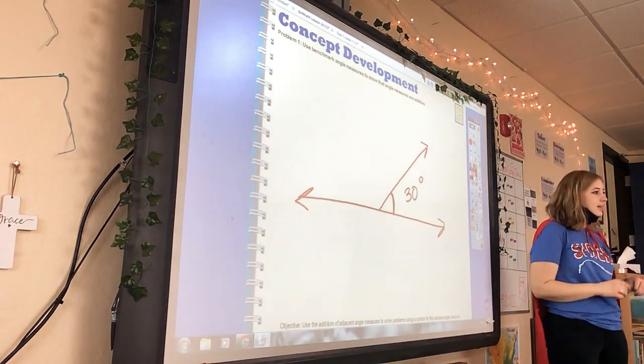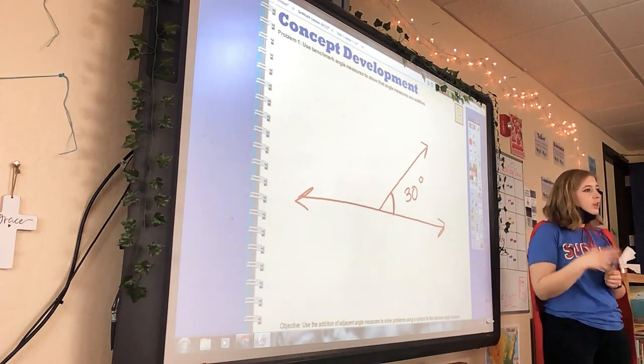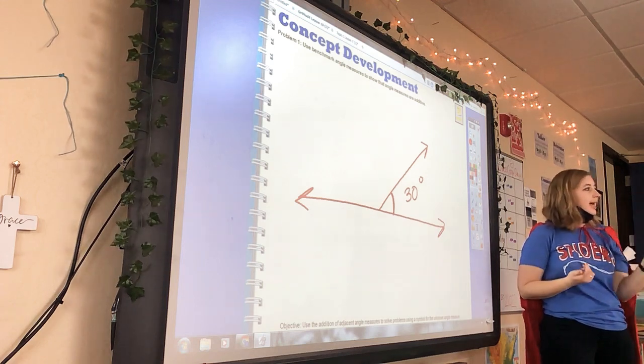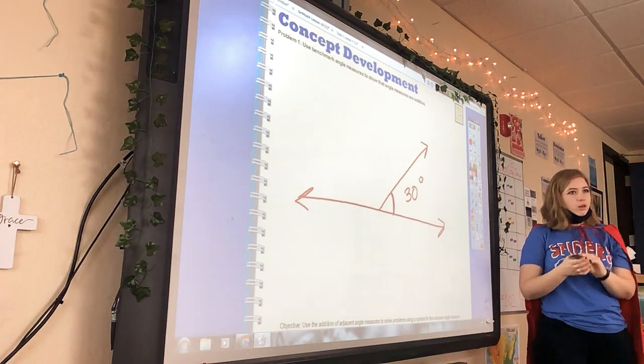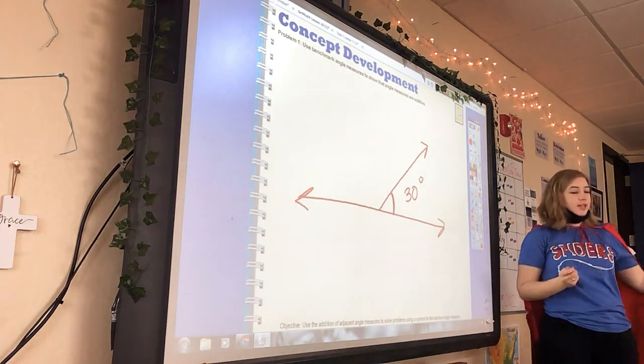So, adjacent. Adjacent means directly next to. So, like right now, Avery is adjacent to Charlie, right? Haley is adjacent to Austin. Dylan is adjacent to Logan, right? Everybody got that? So, directly next to.